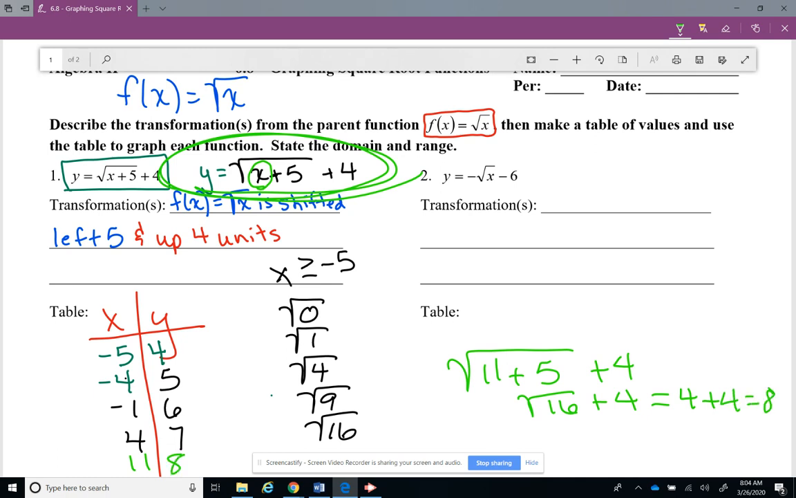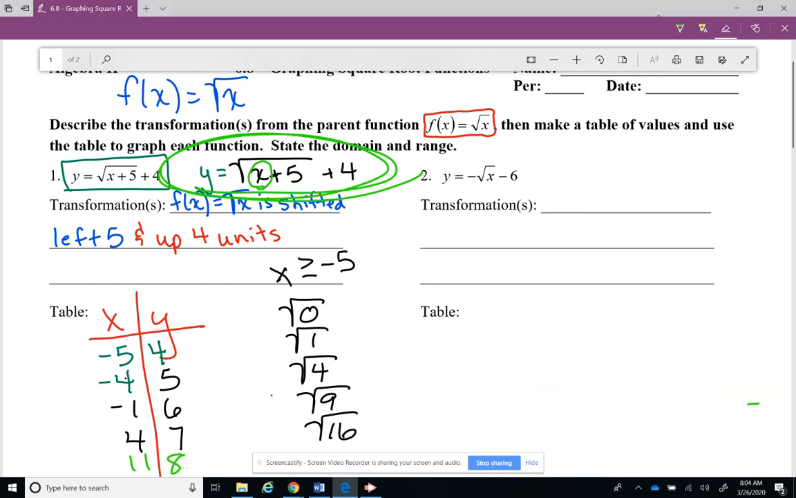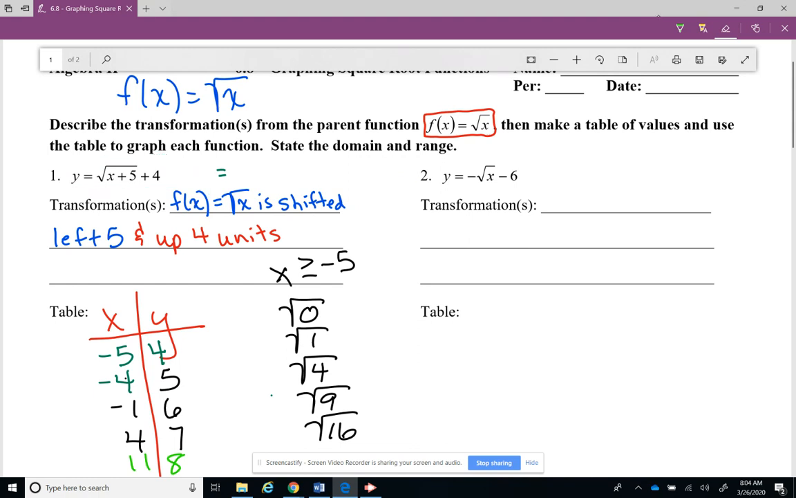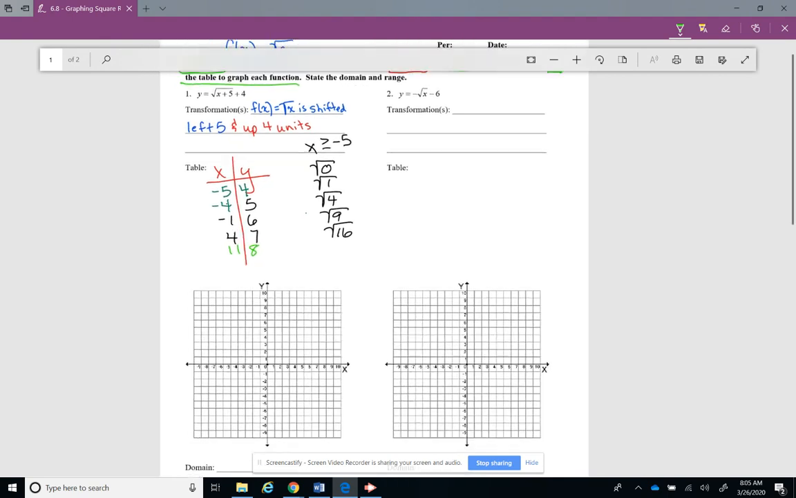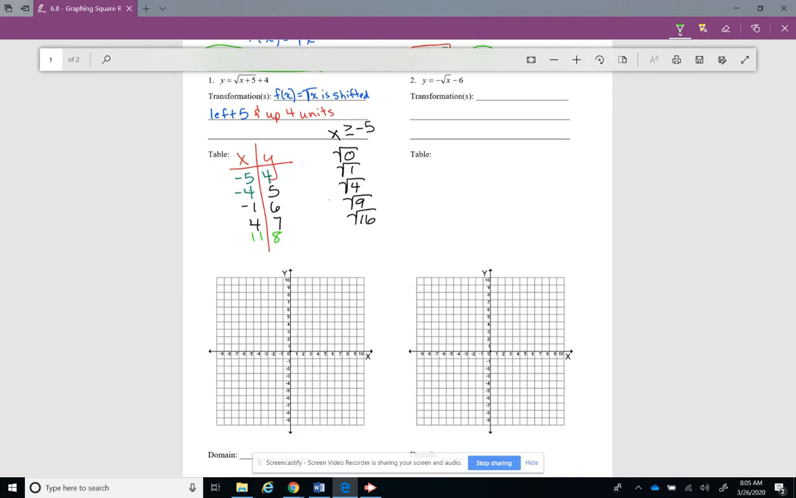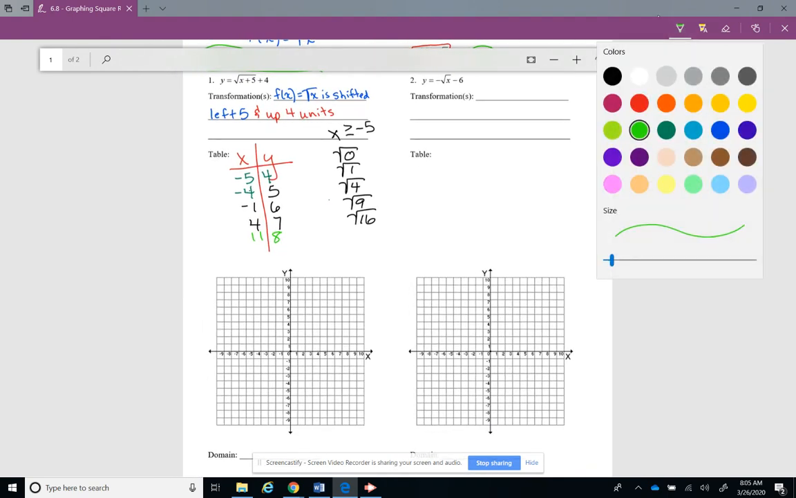So I have 5 points now. I wanted to try to get 5 because it makes a better picture. It makes you know for sure what your picture looks like. All right, so we described the transformation first. Then we made a table of values, and we're going to use that table to graph each function. All right, so I'm going to shrink this a little bit just so I can fit my points and my graph on the same page. So remember, if I'm going too fast or anything, just pause it.